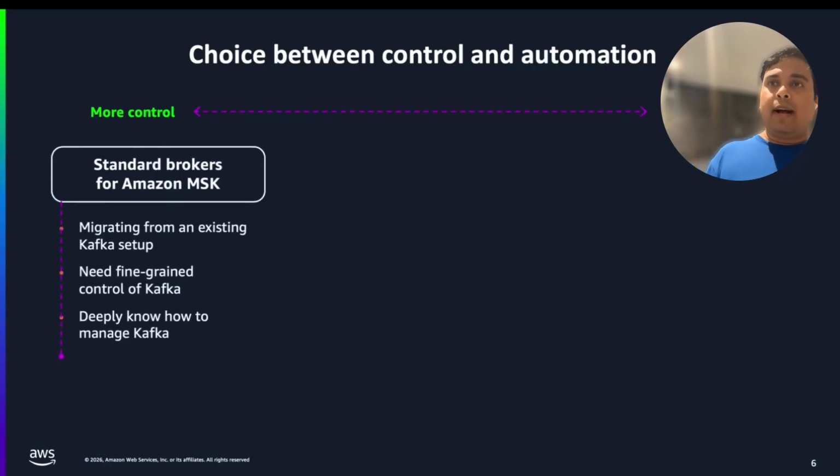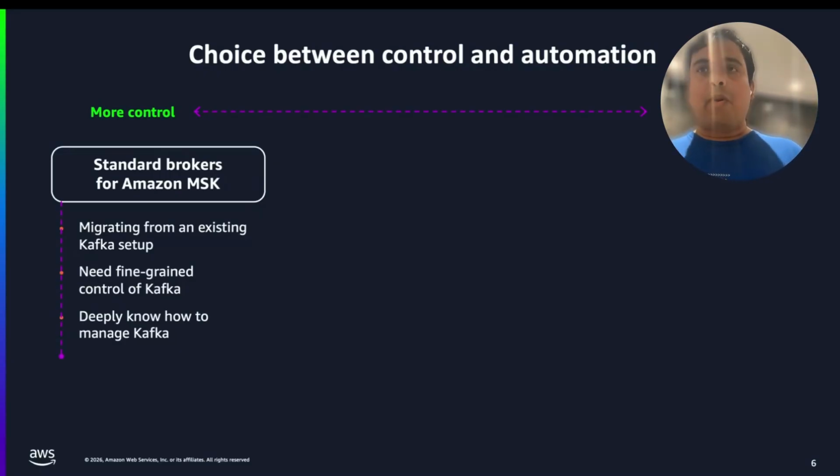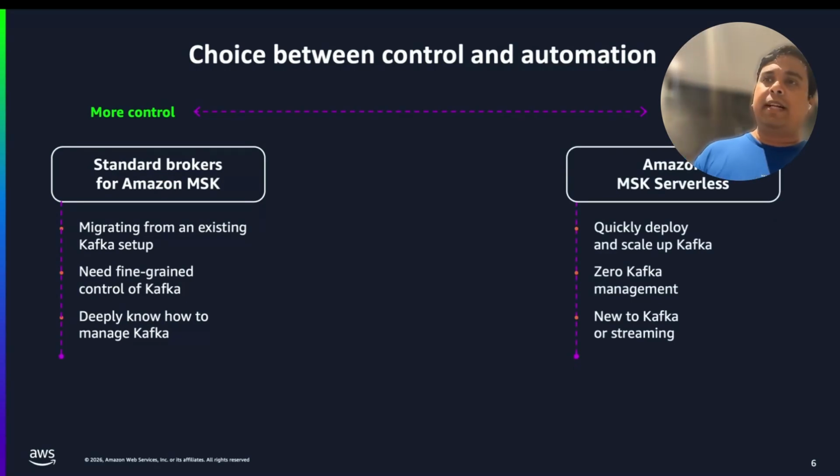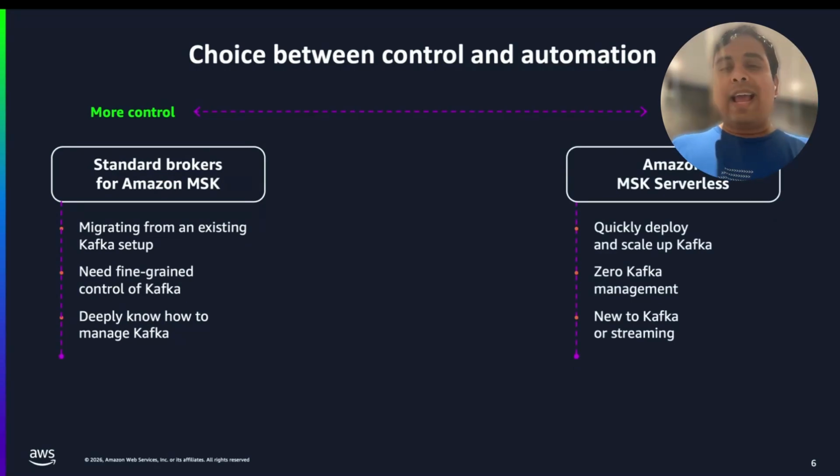On the left, we have standard broker. This is used by customers who have deep Kafka expertise and need fine-grained control over broker configurations and storage. While standard brokers give you the control, AWS still manages the underlying infrastructure. On the right-hand side, we have Amazon MSK Serverless, and it's mostly used by teams who want to get started quickly without any Kafka management, zero Kafka management. There's no capacity planning required, no right-sizing of brokers required. You just create the cluster, create the topics, and start your application to read and write from those topics. This is best suited for customers who are new to streaming or new to Kafka.